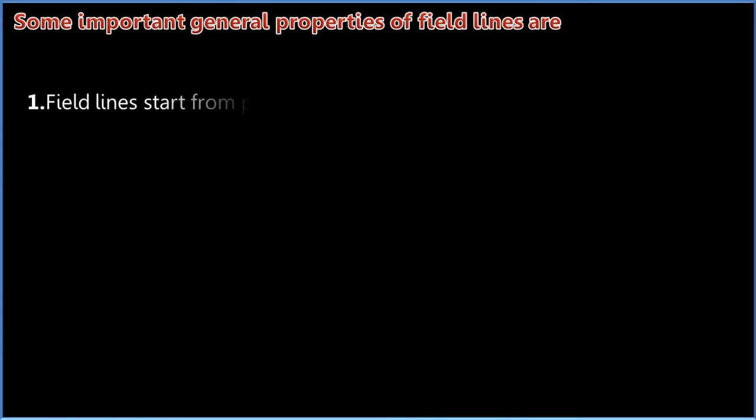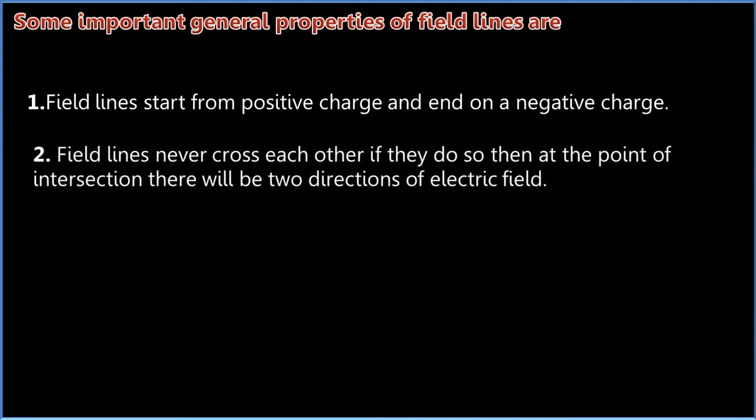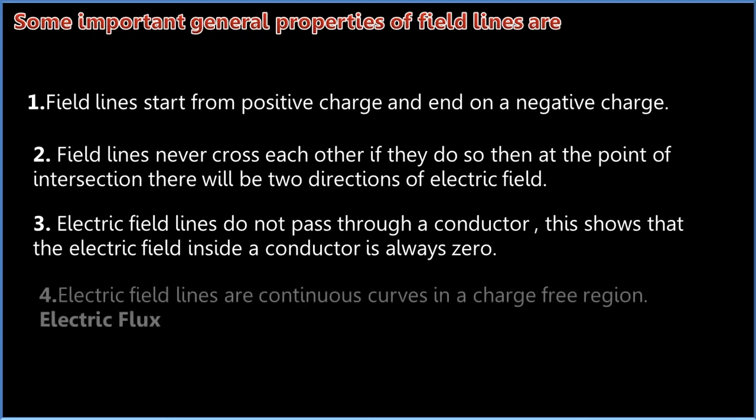Some important general properties of field lines are: 1. Field lines start from a positive charge and end on a negative charge. 2. Field lines never cross each other. If they do so, then at the point of intersection, there will be two directions of electric field. 3. Electric field lines do not pass through a conductor. This shows that the electric field inside a conductor is always zero. 4. Electric field lines are continuous curves in a charge-free region.